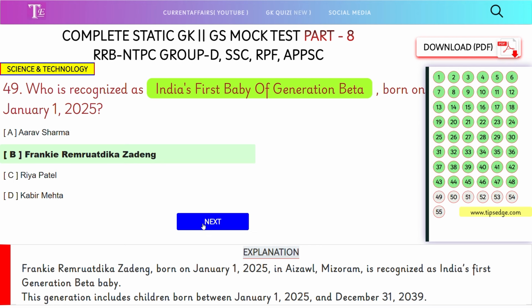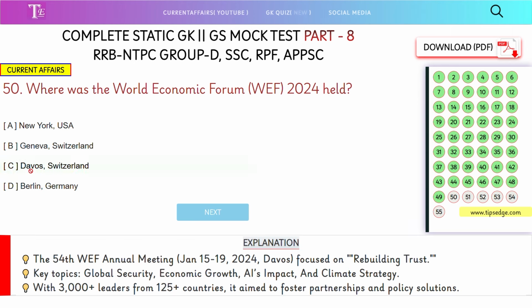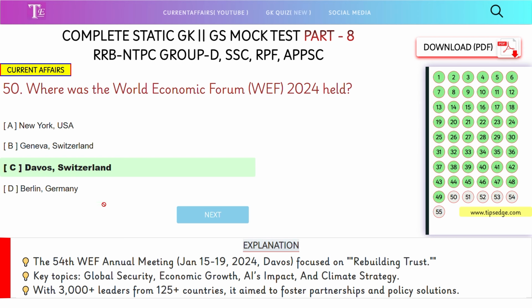Now moving to the 50th question. Where was the World Economic Forum WEF 2024 held? Answer: Davos in Switzerland.